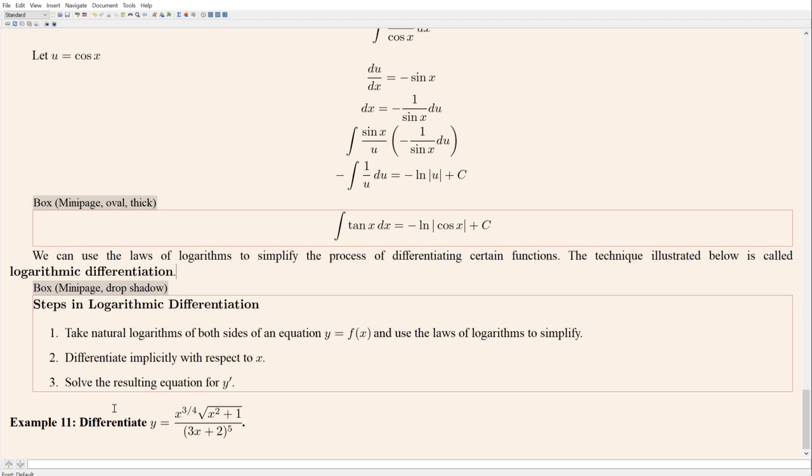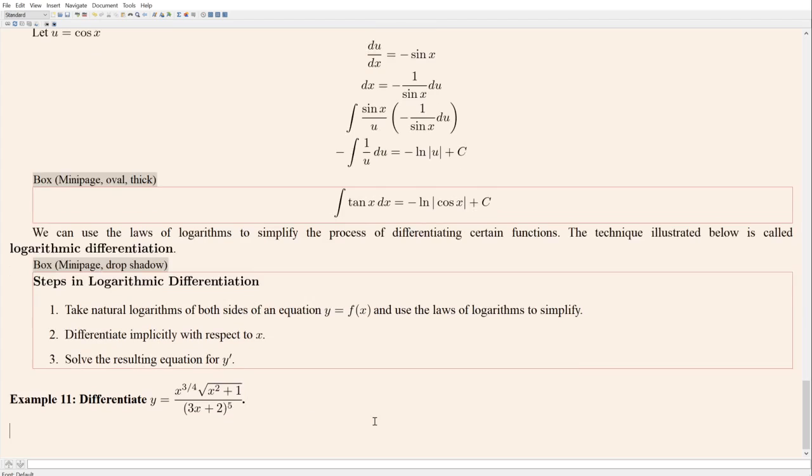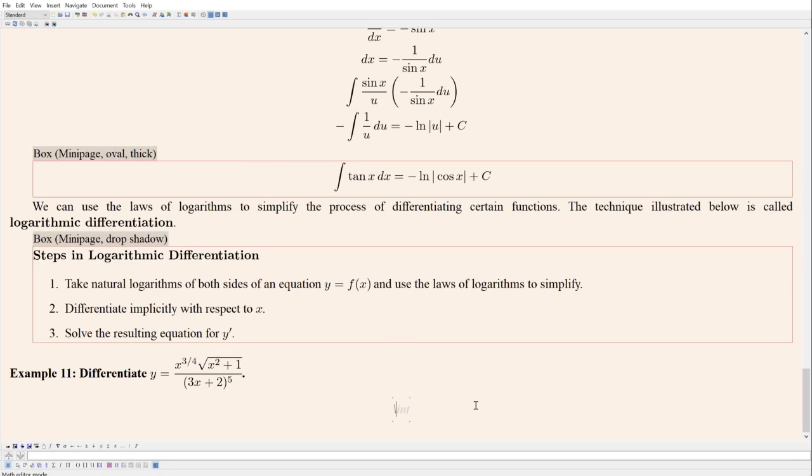So let's go through these 3 steps with the example at hand. So differentiate this big ugly mess. First, take natural logarithms of both sides and then use the laws of logarithms to simplify. So natural log of y equals natural log of all this junk. Okay, well let's go through it quickly.